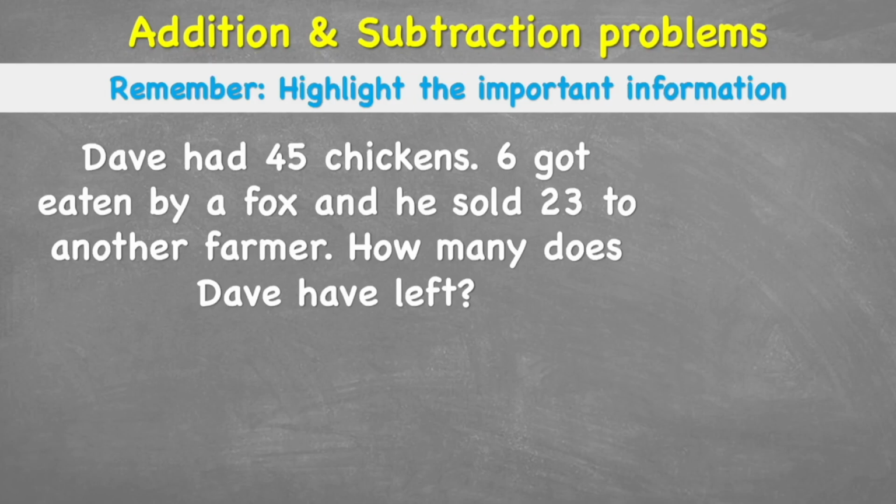This one's a little bit trickier. If you notice in our last two, we only actually had one thing to do, so that's called a one-step problem. This one, there might be some extra things we have to do. Let's have a little read. Dave had 45 chickens. 6 got eaten by a fox, and he sold 23 to another farmer. How many does he have left?